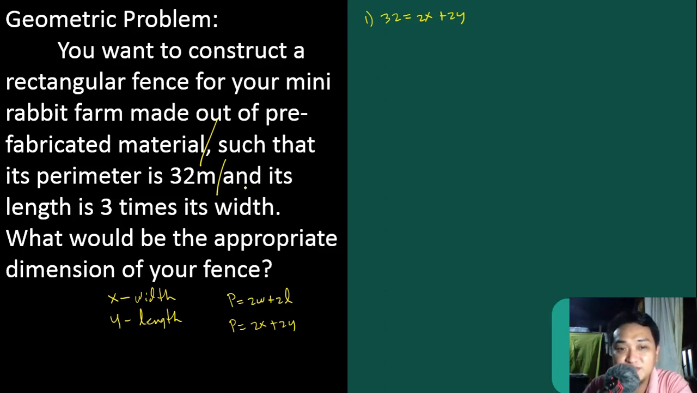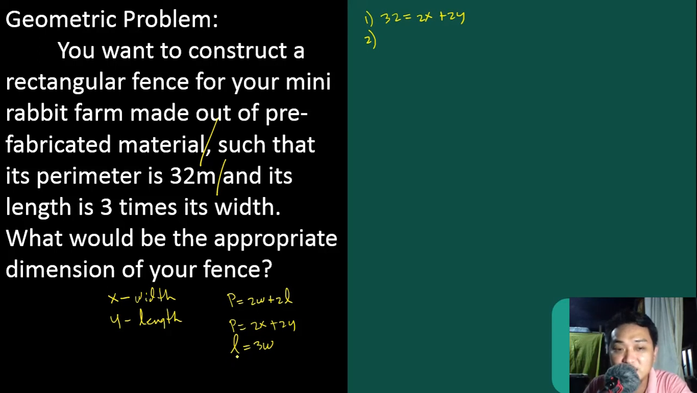Now, another situation here is its length is 3 times its width. So, si length is 3 times na mas mahaba kesa kay width. So, paano kaya gagawin yun in linear equation? So, it could be expressed as L. The length is 3 times longer than the width, or the length is 3 times the width.